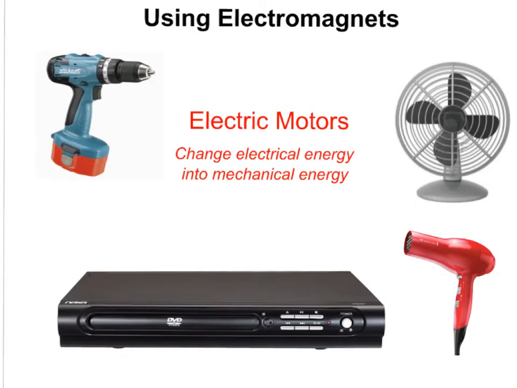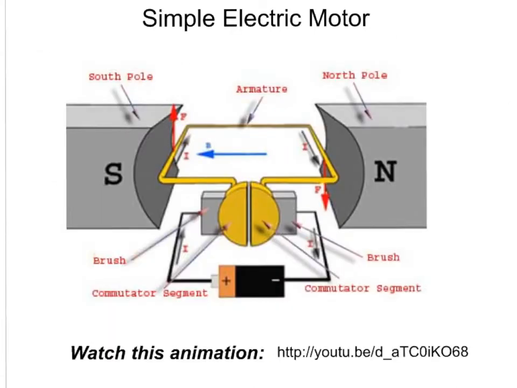Another way we use electromagnets is in electric motors. Electric motors are simply devices that change electrical energy into mechanical energy, and you use these all the time. So here is a diagram of a simple electric motor. I would encourage you to watch this animation of it, or some animation of it, to get a better appreciation for what is actually going on here and the moving parts involved. It's also on the class website.